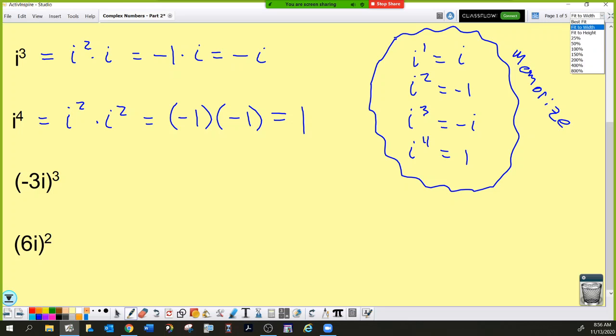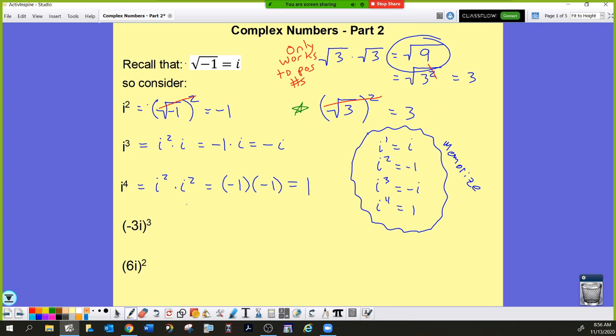Was this the bottom of this slide? I feel like there was more here. No, I guess there wasn't.